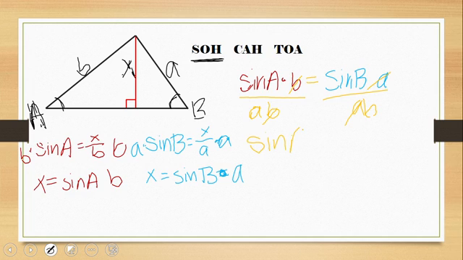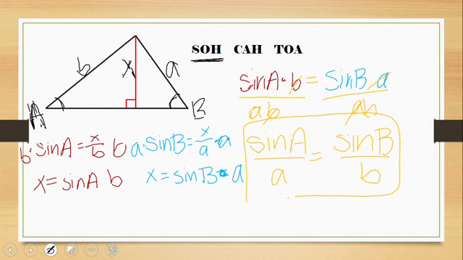This would then give us sine of angle A divided by a equals sine of angle B divided by side b, which is also the law of sines. And that's it.